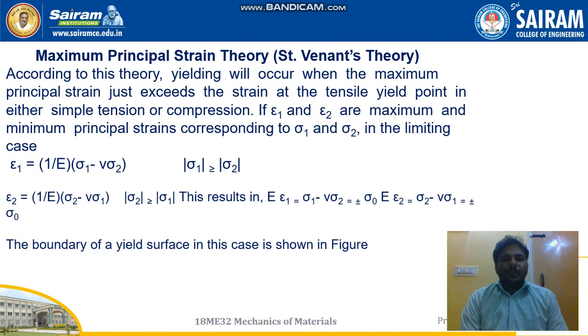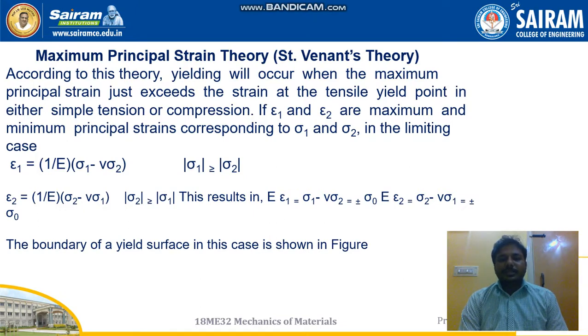According to this maximum principal strain theory, the yielding will occur when the maximum principal strain just exceeds the strain at the tensile yield point. Either it might be in tension or it might be in compression. What the maximum principal strain theory says is when the yielding will occur with the maximum principal strain.